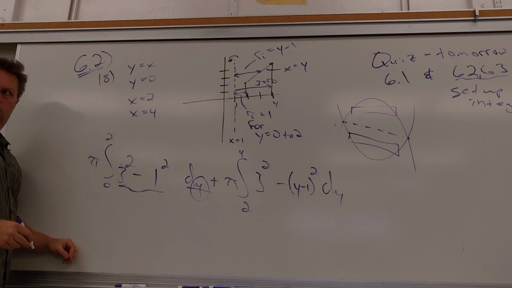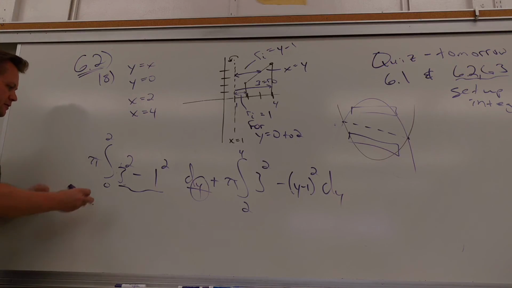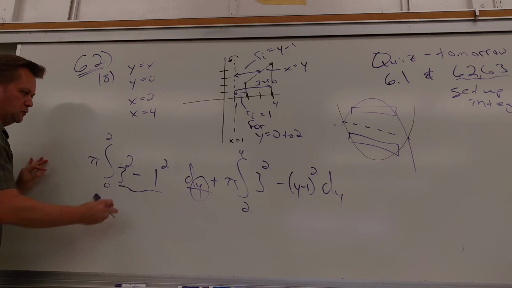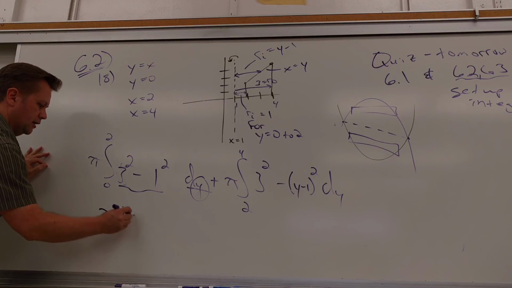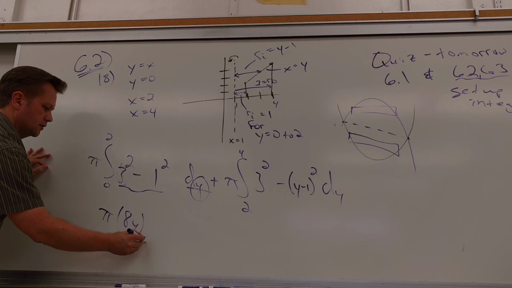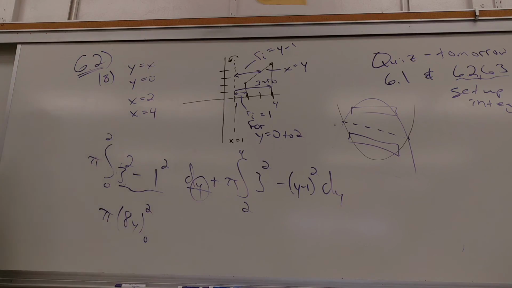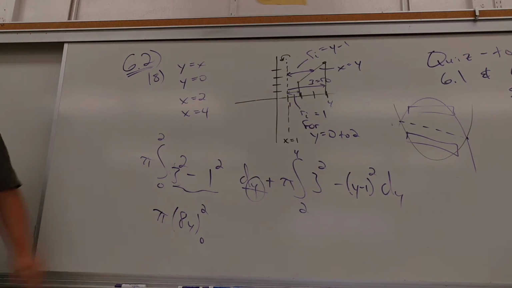9 minus 1. So what's inside? 8. And what's the integral of 8? 8y, dy. So it'll be pi times 8y from 0 to 2. Okay, that was easy. When the inside's constant, that's nice. Now over there, what's inside?